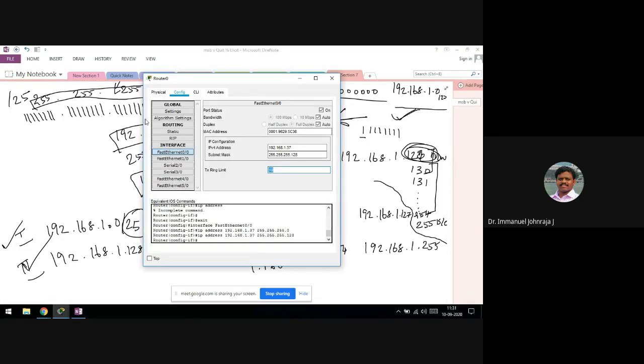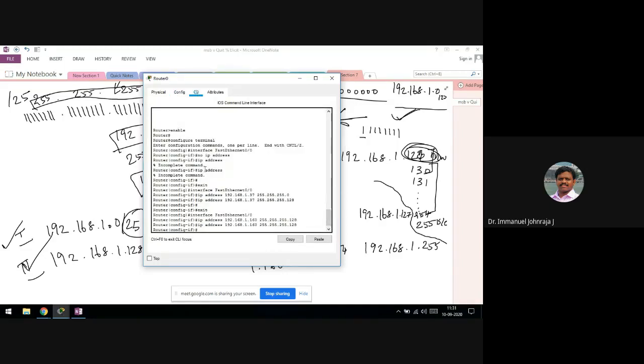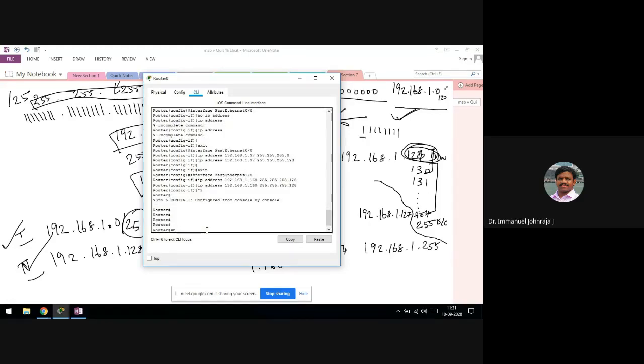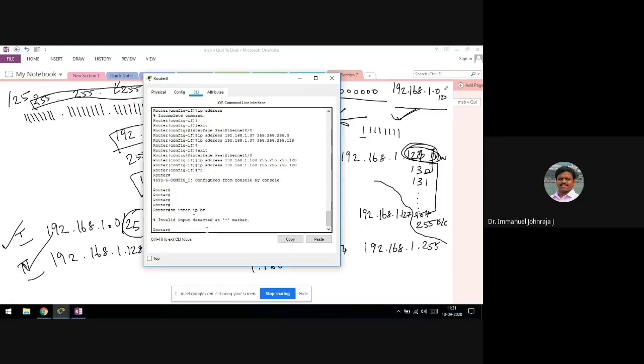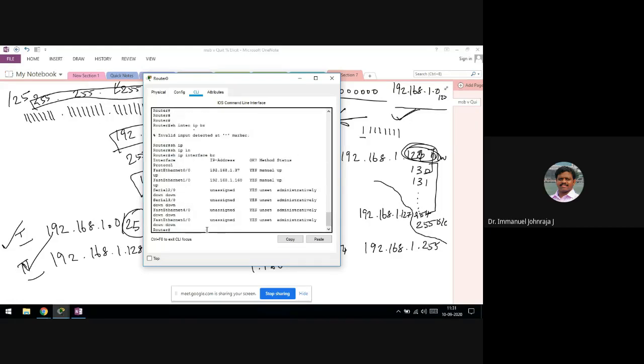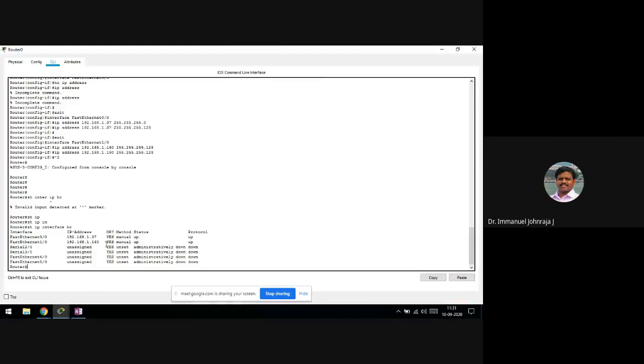Now we want this router to be happy. I give another IP, 192.168.1, I think we thought 160. Okay, 160 with the mask 128. Now the router is happy. It has agreed. So we can quickly see whether the configuration is reflected in the router. I give show ip interface brief. So this shows you that it accepts two IP addresses.